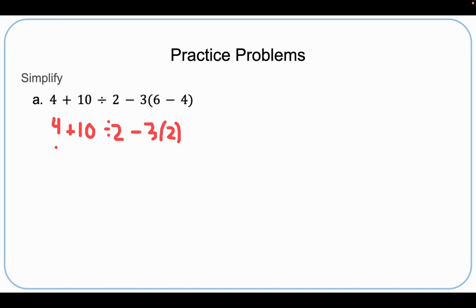Now we do multiplication and division from left to right. So we'll keep our 4 plus here. Now we have 10 divided by 2, which is 5. And then minus 3 times 2, which is 6. And now we add and subtract from left to right. 4 plus 5 is 9, minus 6 is 3.